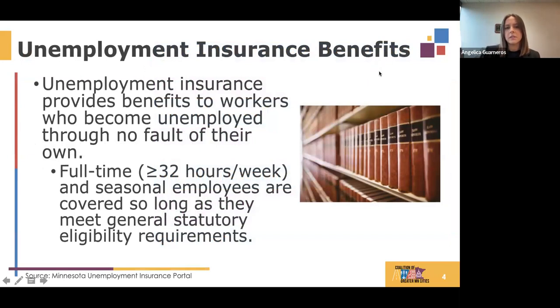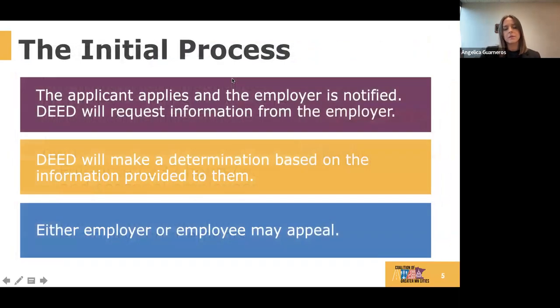So unemployment insurance provides benefits to workers who become unemployed through no fault of their own. This includes full-time employees that work 32 hours or more a week, and seasonal employees are also covered so long as they meet the general statutory eligibility requirements that we'll discuss a little bit further on. So the initial process typically looks like the applicant will apply, and the employer will be notified, and then DEED will request information from the employer, and then DEED will ultimately make a determination based on all of the information that they've been provided from the employee and the employer. And then either the employee or the employer will be able to appeal this determination.